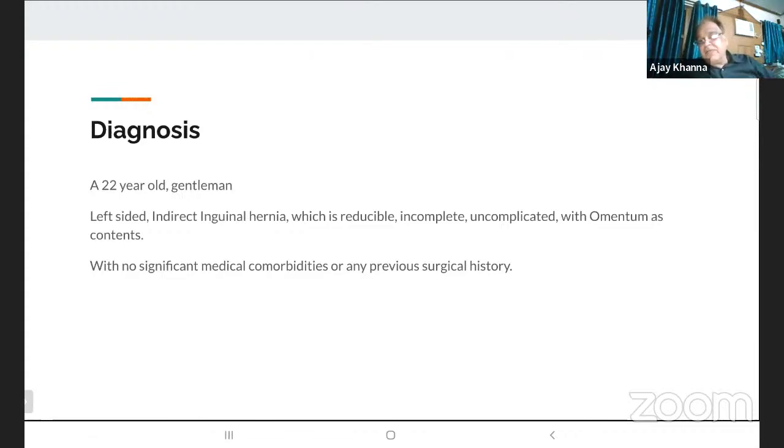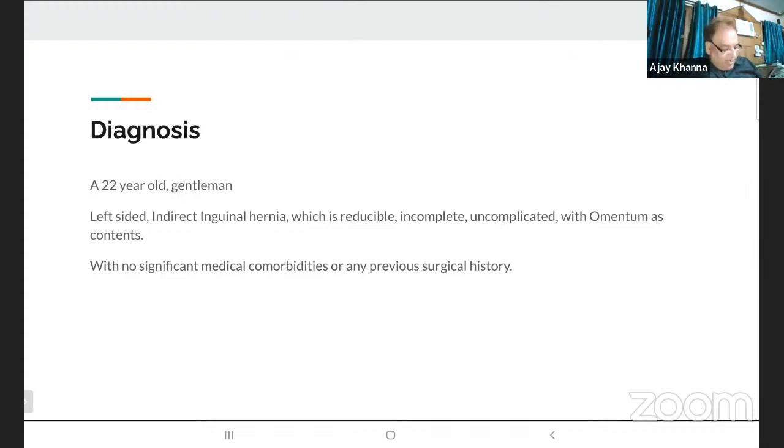Second, you can find out how much defect there is in the posterior wall. And then in the case of a sports hernia, where you are thinking about it but are not able to find anything. So these are the few indications of carrying out an ultrasound in the case of inguinal hernia.